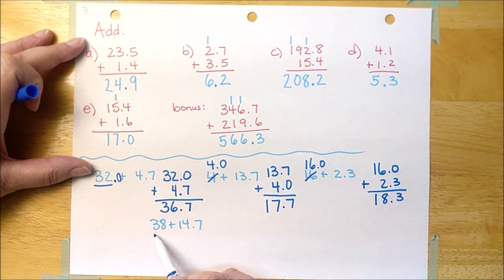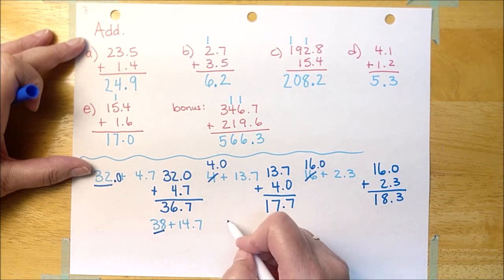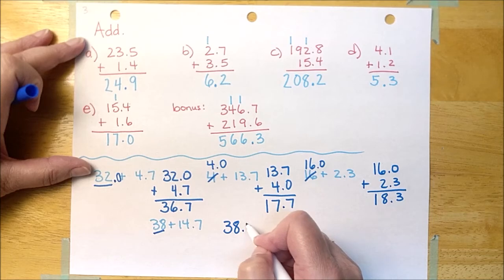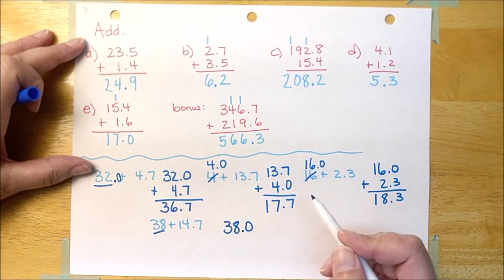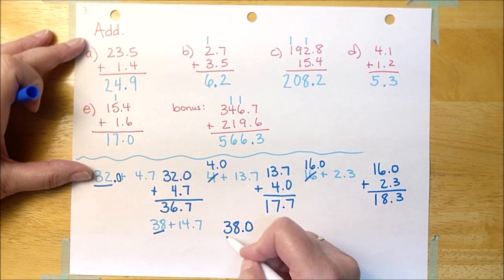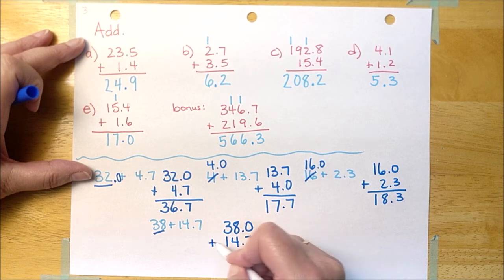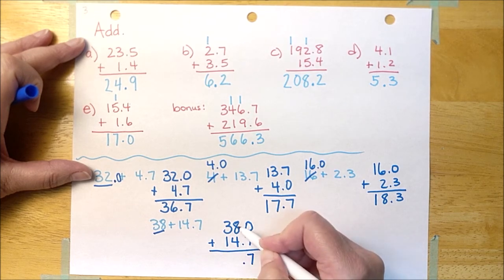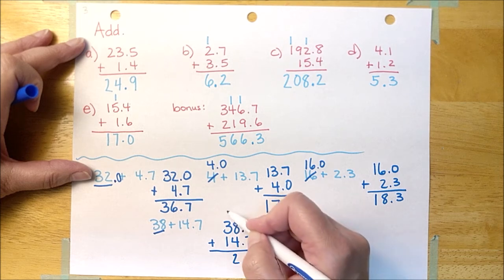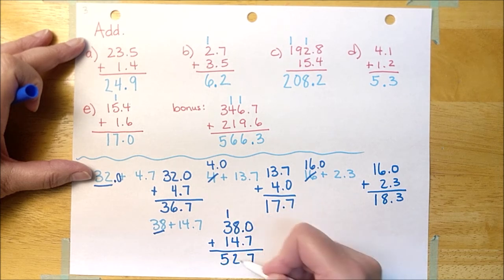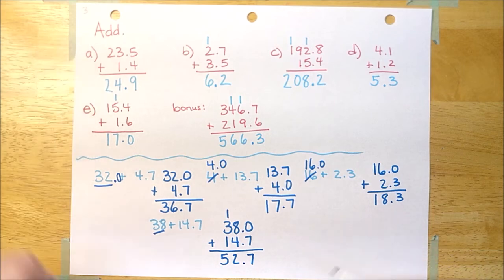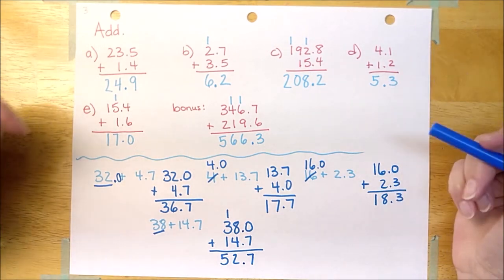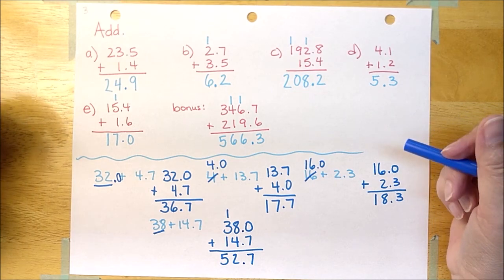So here's my number without a decimal. So if I rewrite that with the decimal, it's still exactly the same number. I'm just saying that there's no parts. And I'm going to add 14 and 7/10. So 0 and 7 is 7. 8 and 4 is 12. Carry the 1, and I have 57 and 7/10.